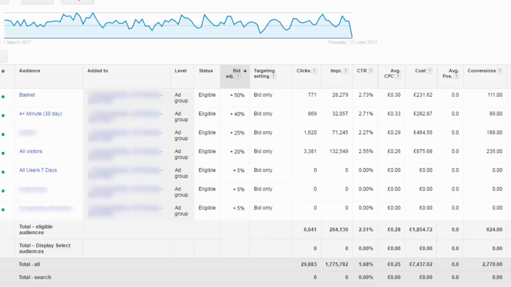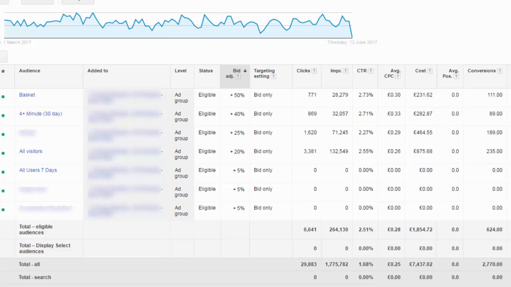The other mistake that people make is they don't put bid adjustments on the audiences. Now, your RLSA, your remarketing audiences won't run and won't be effective without bids. So the trick that we use with bid adjustments is to bid the most on the most intent-based audience. So for example here, we've got people who visited the basket but didn't check out, and then we've got the 4-minute segment, and then we've got some specific but less purchase intent segments here.